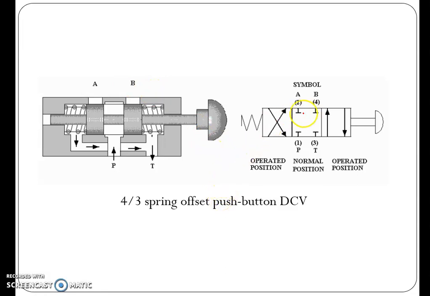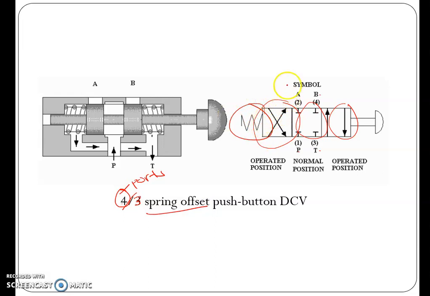Okay, this one adalah the example of the 4-3 spring offset push button DCV. So 4 ni stand for the ports. Ada 4 port: A, B, P and T. So ada 4 port, 4, slash dengan 3. 3 is for the position: 1, 2, 3. Kalau ada 2 position, that means 4, 2. Spring offset is for this one.